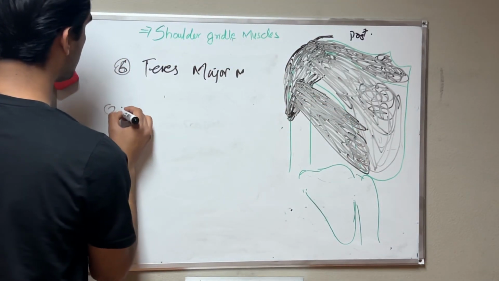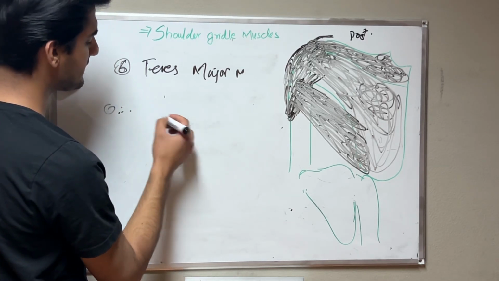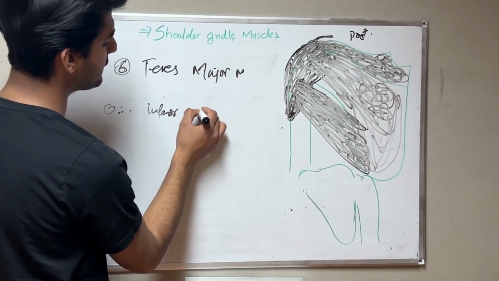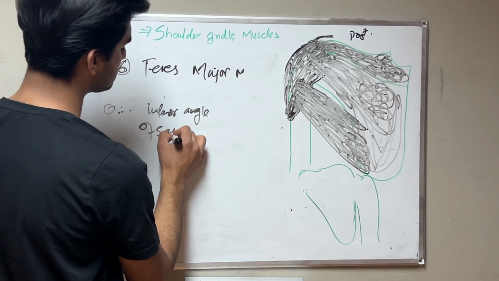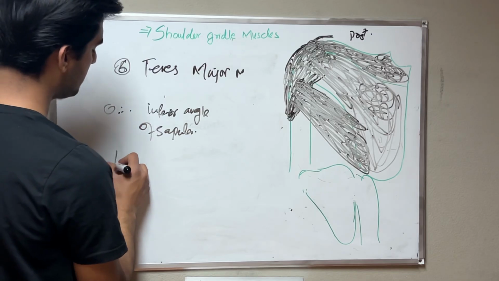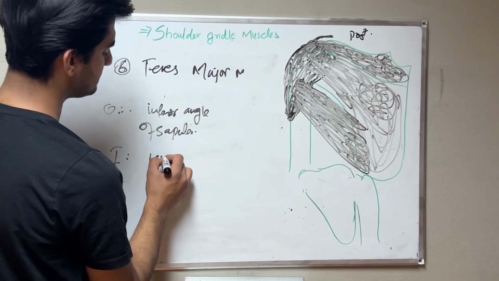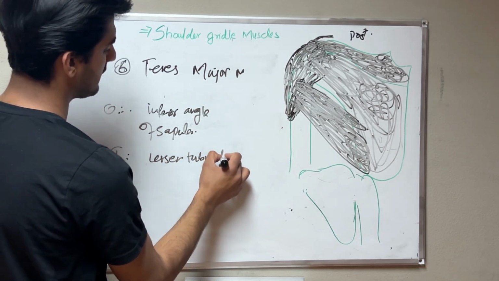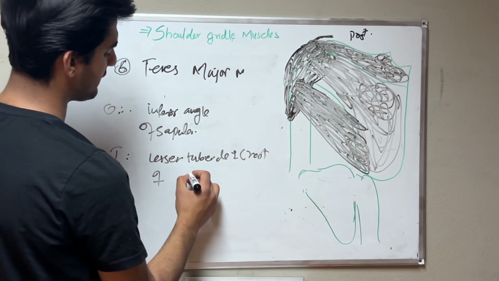Now if you talk about the origination of the teres major muscle, then we will write here inferior angle of scapula. And inferior angle, if you remember the osteology, inferior angle of scapula, then you will remember the three angles of the scapula. Then insertion into the lesser tubercle and crest of humerus bone.